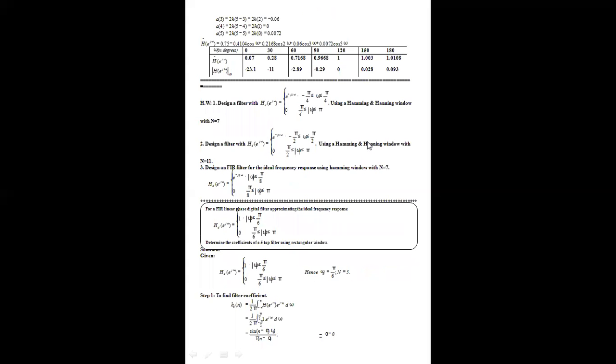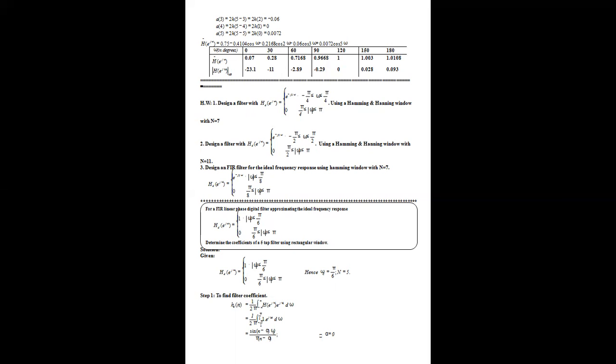We can find the value of the magnitude and the imaginary term with the help of H of e power j omega, which is equivalent to 0.75 minus 0.4104 cos omega minus 0.2168 cos 2 omega minus 0.063 cos 3 omega plus 0.072 cos 5 omega. Okay, so let me give this as homework one.